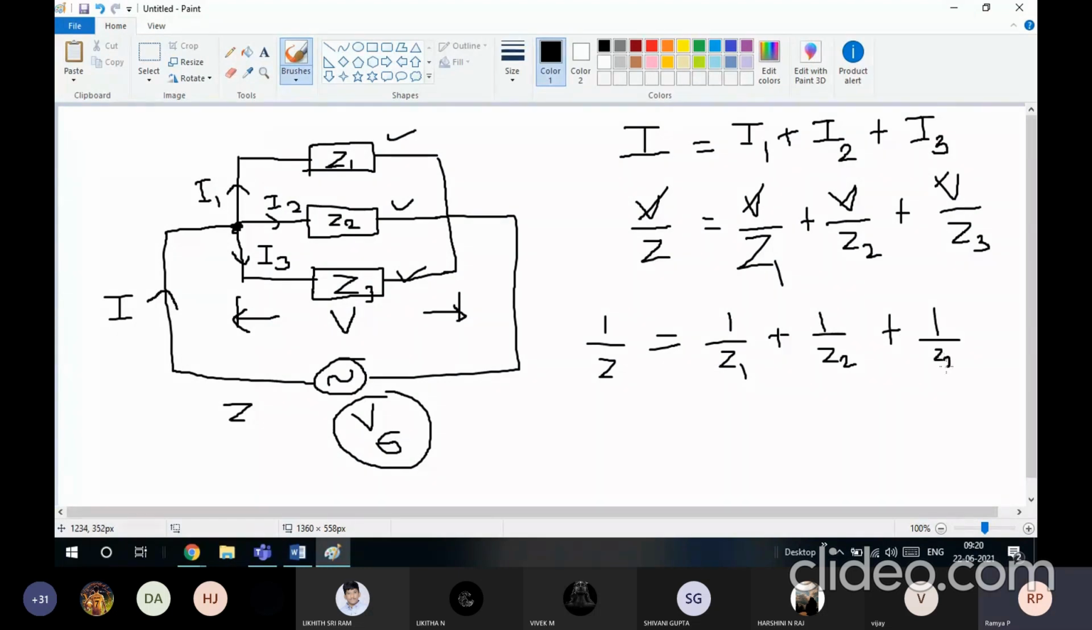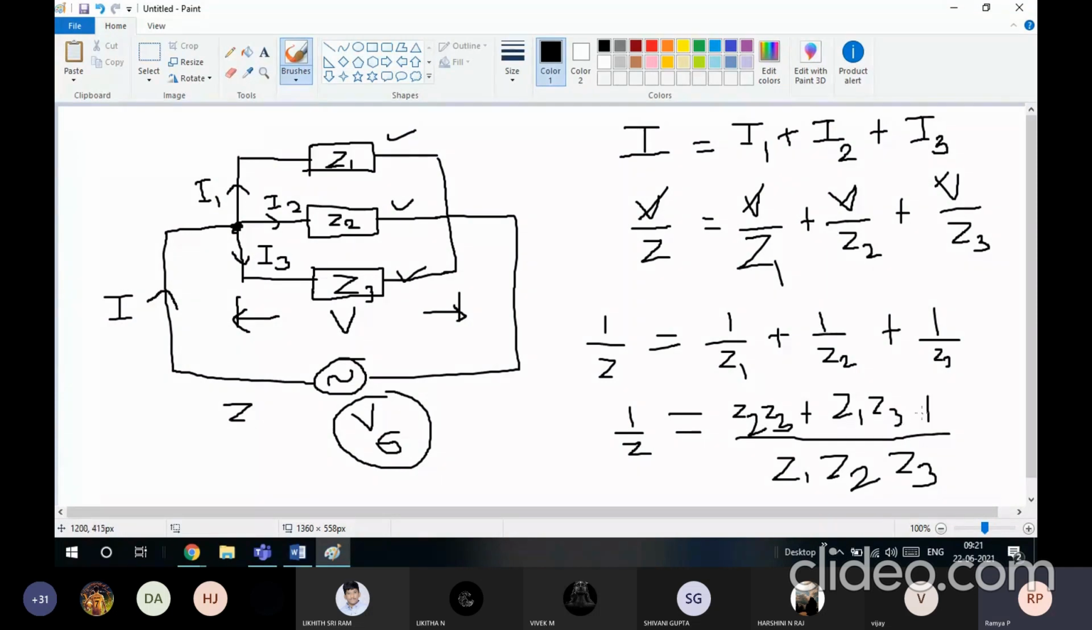Now, if you want to simplify further, you can find the equation in terms of 1 by Z. If I take the LCM, the product Z1, Z2, Z3 will be in the denominator, and in the numerator, for the Z1 term the remaining two terms are Z2 into Z3, plus Z1 into Z3, plus for the third term Z1 into Z2. So this is your impedance.